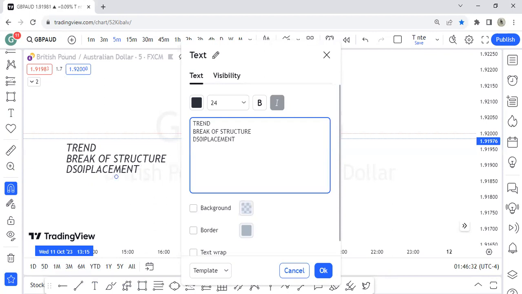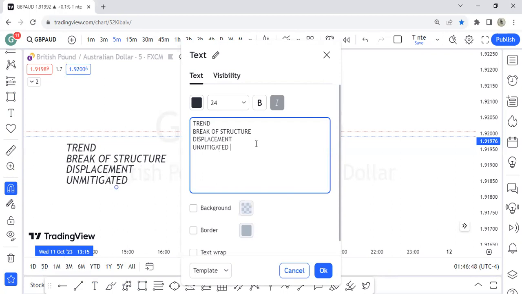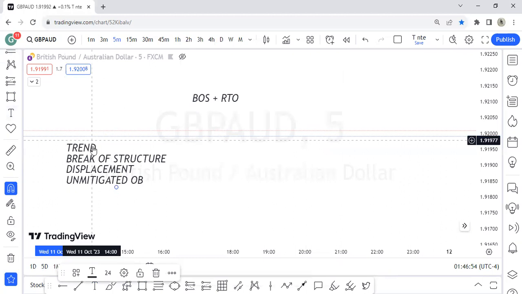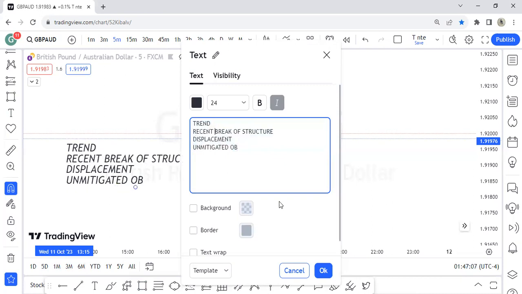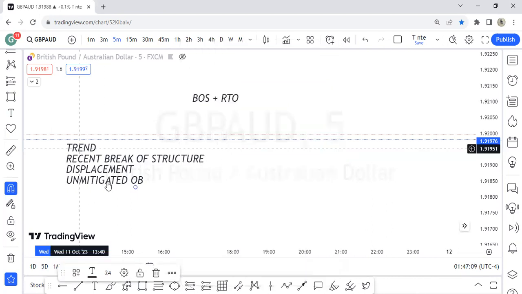There's one more thing you look at. The final thing is the order block. So these are the things to look for. Number one, you must look at the trend. Number two, the break of structure. You look at the recent break of structure, the recent one. And then the displacement, and then the order block.